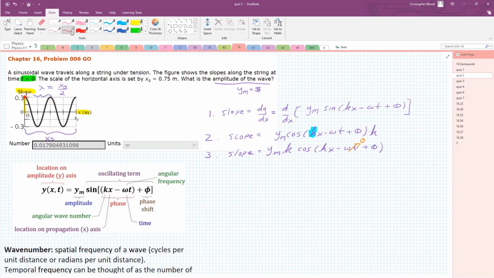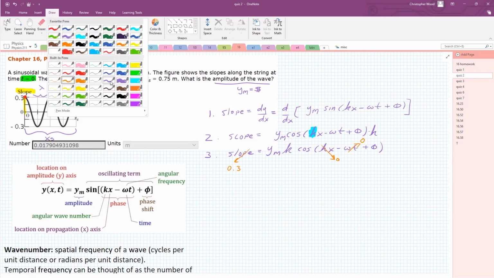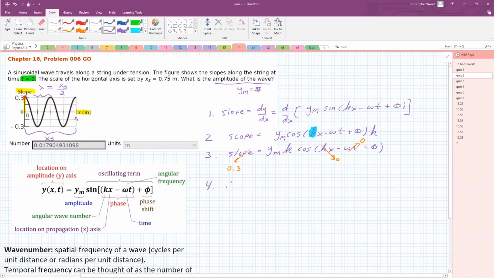All right, so more low-hanging fruit. I'm looking at x equals 0, and the slope there is 0.3. So here's my simplified expression. I have 0.3 equals y sub m times k times cosine, x is 0, so that disappears, t is 0, so that disappears, times phi, the phase shift. And now the question is, what's phi? What is the phase shift? And the answer is 0.